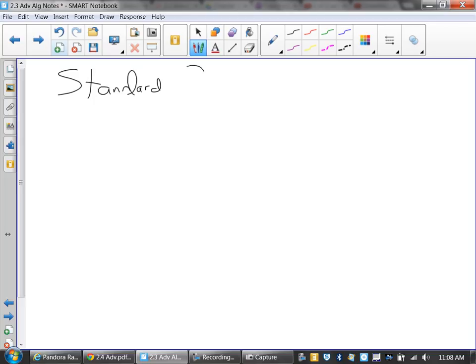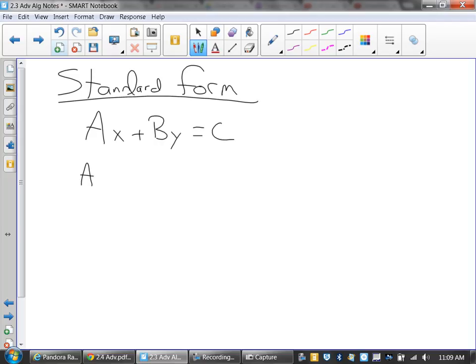Standard form. It's ax plus by equals c. And they had certain parameters when you had a, b, and c. A was always positive. A and B both not equal to 0.